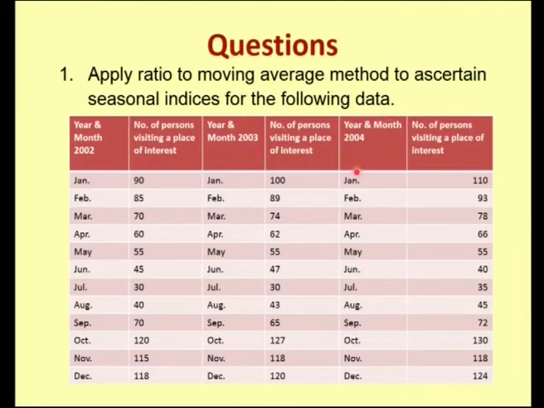Similarly, year and month of the year 2004 from January to December have been given, and the number of persons visiting a place of interest in all 3 years has been given. The number of persons visiting in January 2002 is 90. Like that, 36 values are given here. We have to use the ratio to moving average method to find the seasonal index.